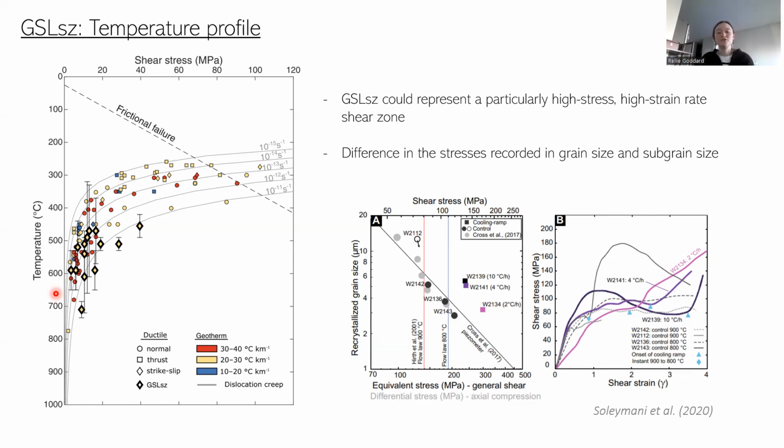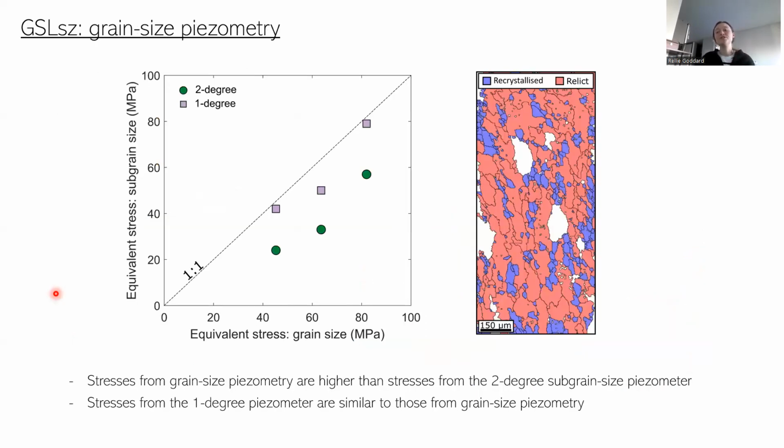So this is work that is still ongoing. I've only done a very small amount of grain size piezometry on my samples, because as I said, I collected them thinking I'd do subgrain size piezometry, not grain size piezometry. So they're not all necessarily very well designed for grain size piezometry. But this is just showing our equivalent stress based on subgrain size and our equivalent stress based on grain size. Contrary to what we would expect, where I was hoping that the grain size piezometer would show a lower stress, which would match what I just said in the previous slide, we actually find that the grain size piezometers are showing a higher stress for the case of the 2 degrees, or roughly the same stress if you're looking at 1 degree.